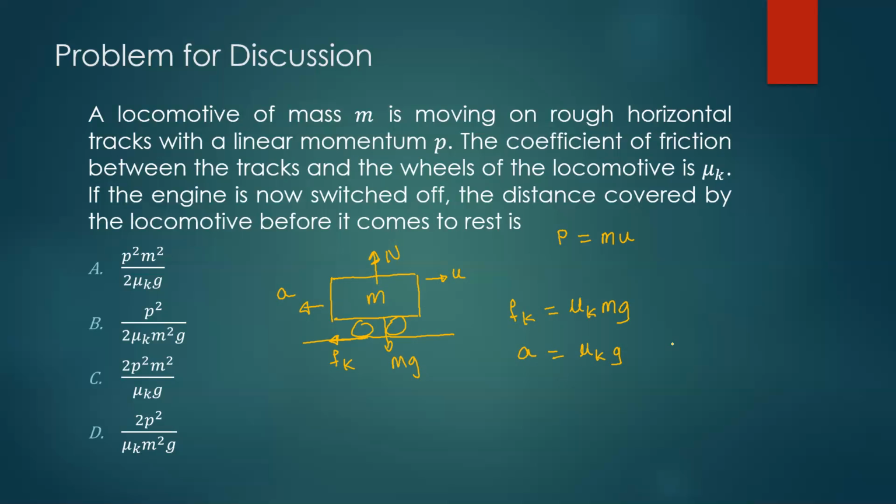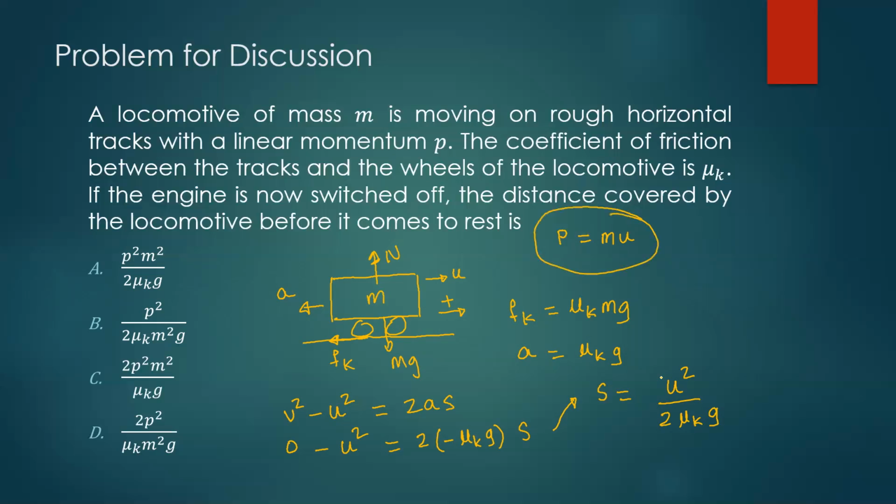So we can use the kinematic equation. Which one? I can use v square minus u square is equal to 2as. So right side, I'll take it as positive. So the final velocity will be 0. The initial velocity would be u square, is equal to, the acceleration is to the left, so I'm going to take it as negative, mu k into g. And then displacement is what we are after. So the displacement is u square by 2 mu k g.